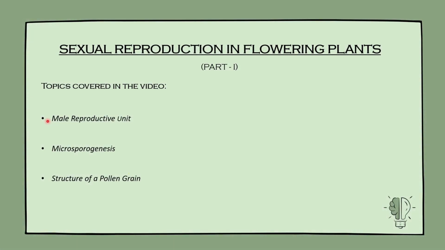In this video, you will be learning a few topics from the chapter Sexual Reproduction in Flowering Plants. This is part 1, wherein you will be learning about the male reproductive unit, the process of microsporogenesis, and the structure of a pollen grain. Without further ado, let's begin with the first topic.